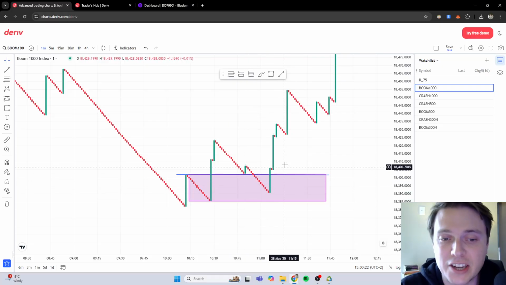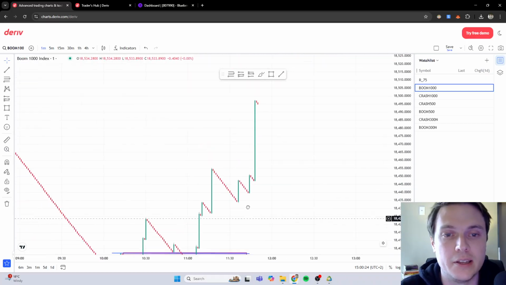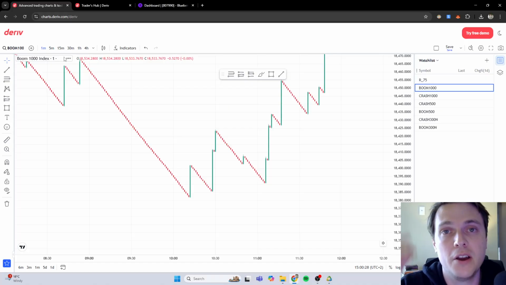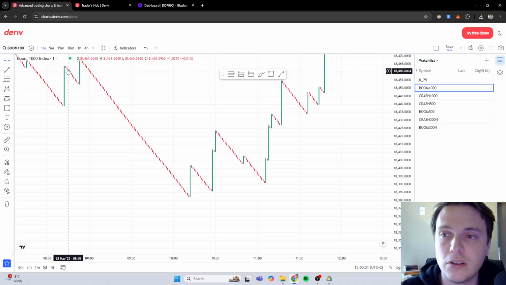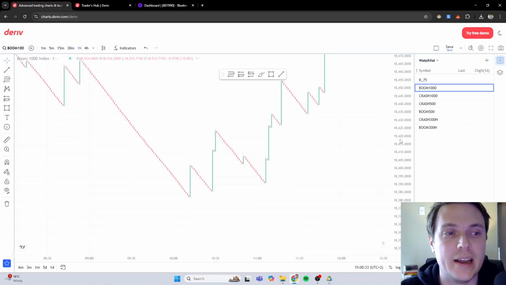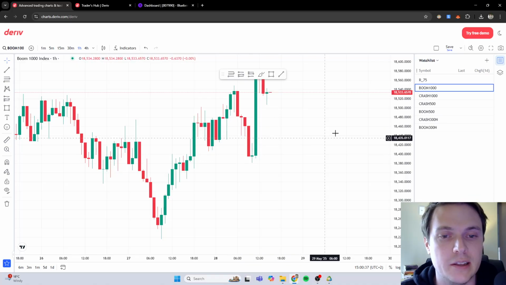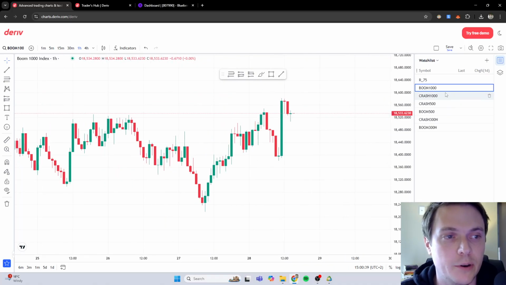So now you can actually see on the 1 minute how this buy trade would have played out perfectly. So going from the higher time frames down to the low time frame and finding that entry on the 1 or the 5 minute. So there you can see, guys, I'm actually quite sad. This was such a nice Boom spike. Would have been a perfect trade.